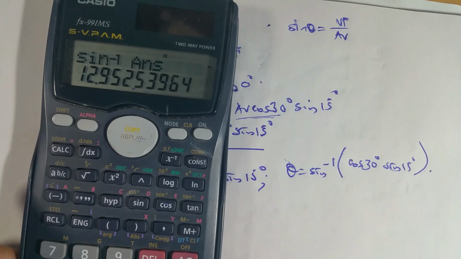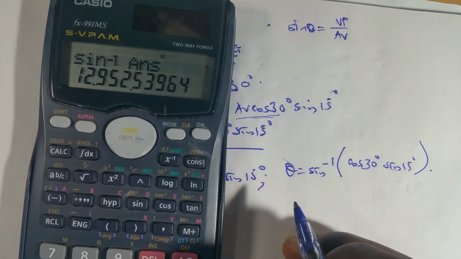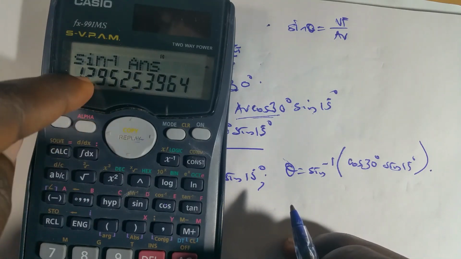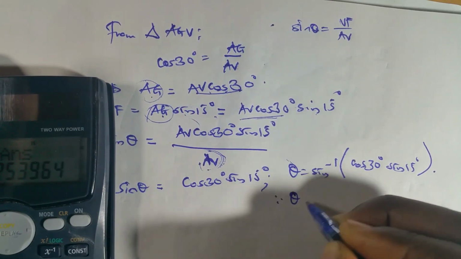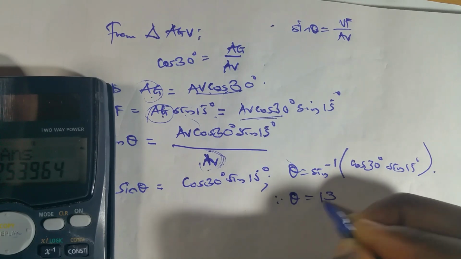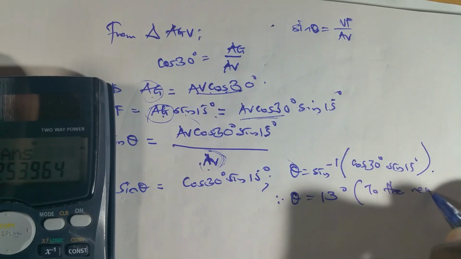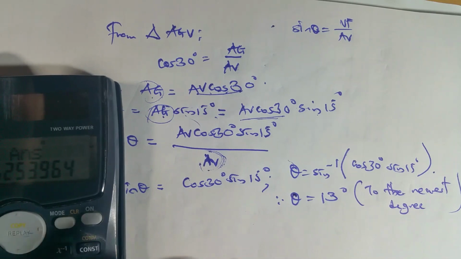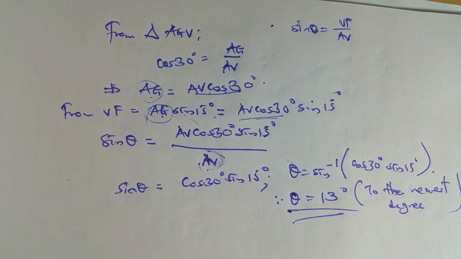That will be 12.9. But I've said we round to the nearest degree. Nearest degree means we are not going to put decimal places. Since this is 9, we can round up to 13 degrees. And so we have our theta equals 13 degrees to the nearest degree. Yeah, I think we have got the angle that the path makes with the horizontal.